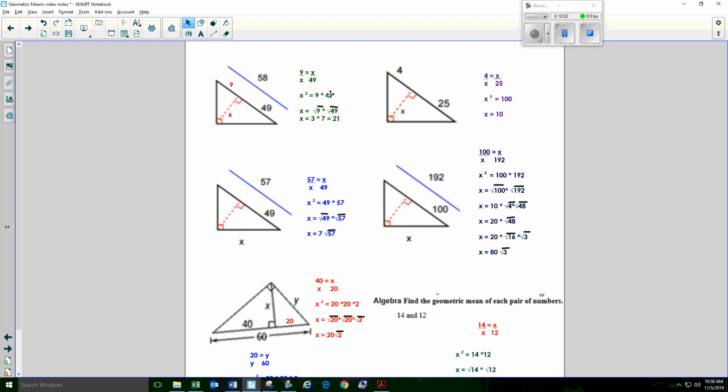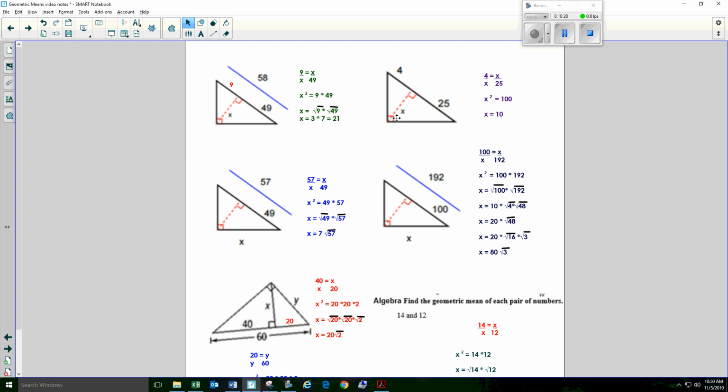If I had multiplied 49 times 9, I would have got 441, because 21 squared is 441, and then I have to take the square root, and that happens to come out nicely to 21. But it's not going to always come out that way. As you see here, we get radicals in our answer. It's much easier to deal with smaller numbers, so follow my example.